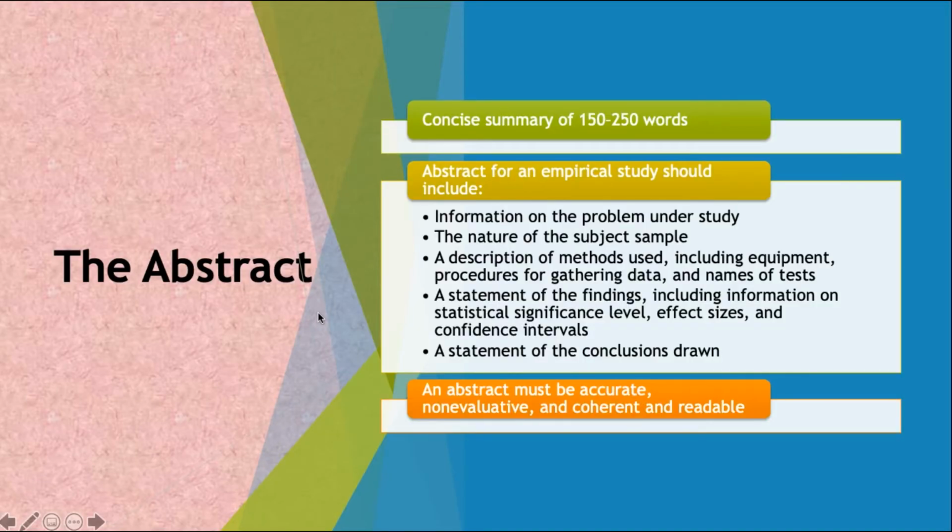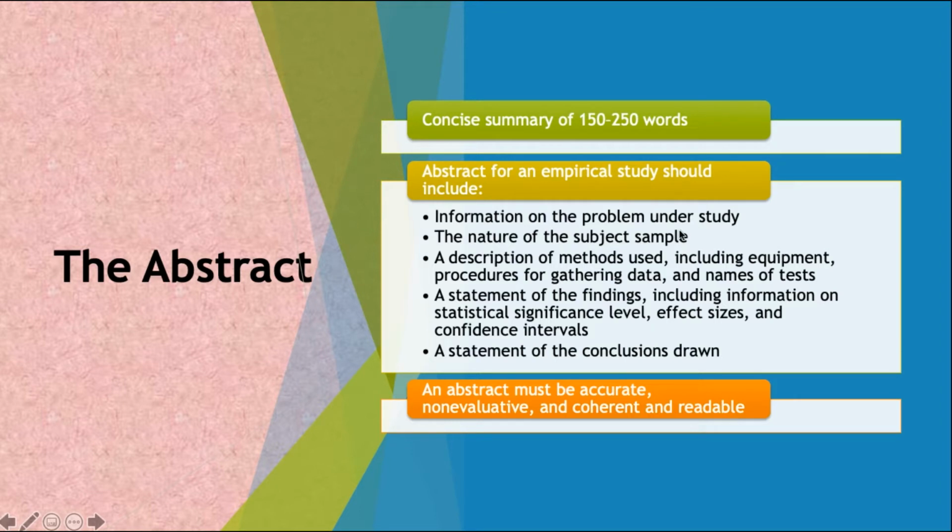We go to the abstract. An abstract is a concise summary between 150 and 250 words. Some of the journals make it up to 300. The abstract for an empirical study should include information on the problem and the study.